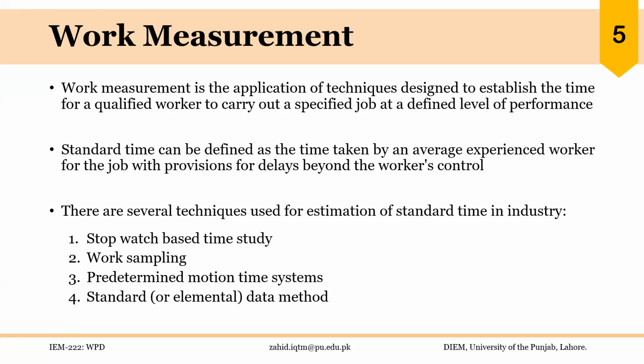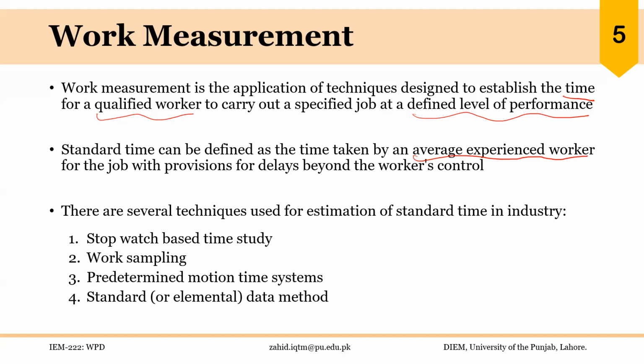So work measurement is the application of techniques designed to establish the time for a qualified worker. So this is important. We are going to find a time for a qualified worker to carry out a specified job at a defined level of performance. Standard time can be defined as the time taken by an average experienced worker for the job with provision for delays beyond the worker's control. So this is the important point, that the standard time is for an average experienced worker. It is not for a super fast worker, and it is not for the worker that is below the average performer.